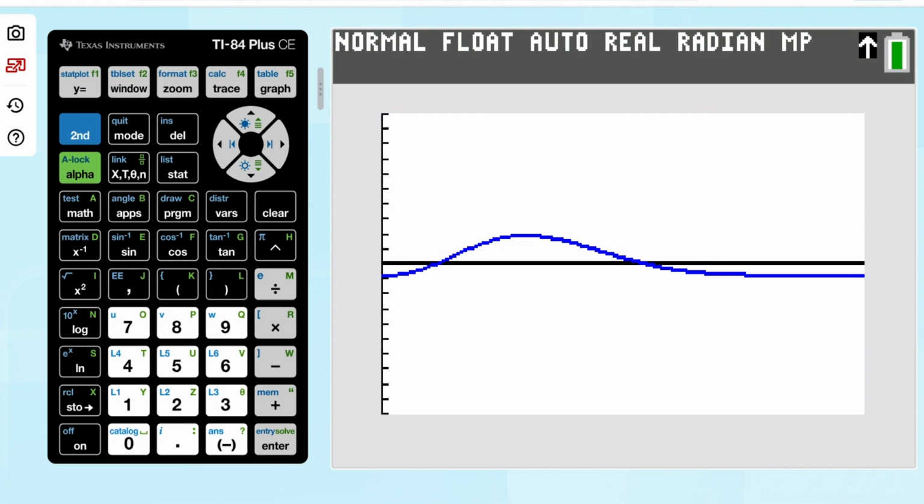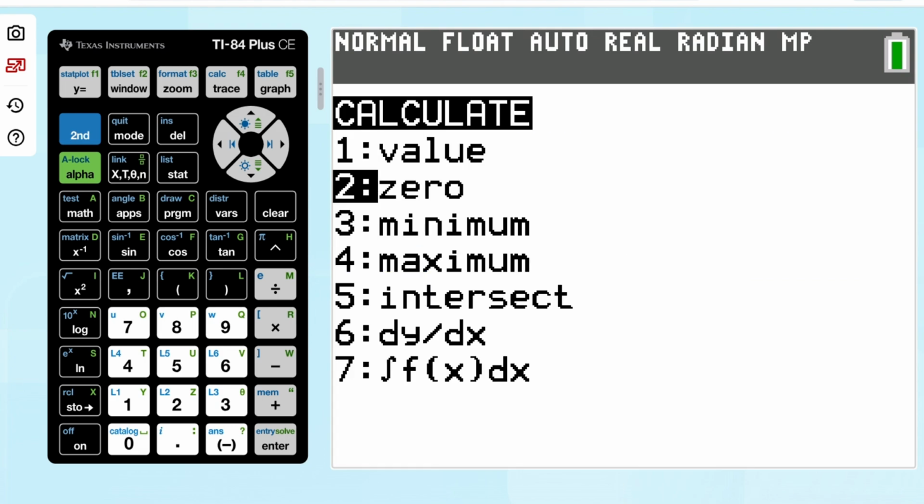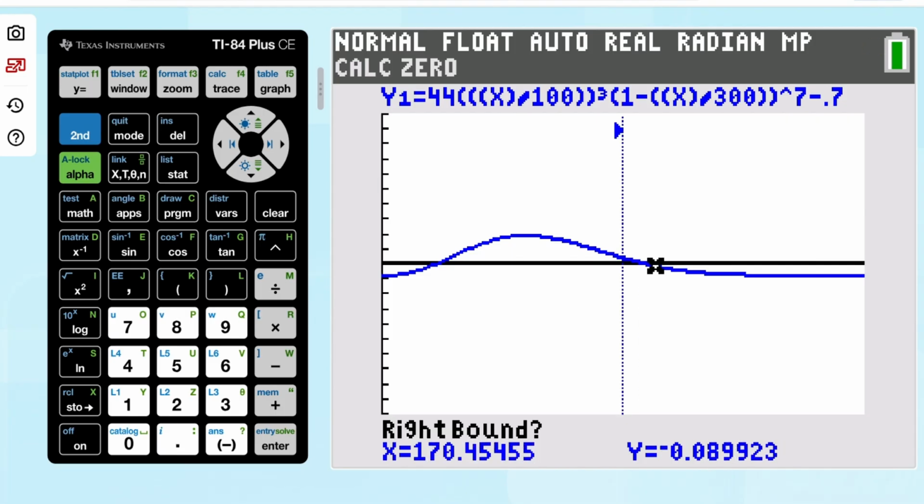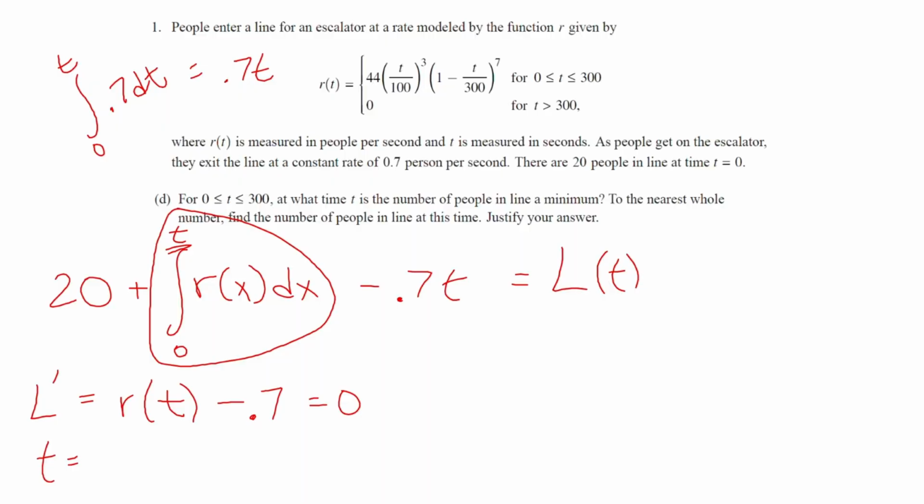So we're going to say second trace, and option 2 is 0 to find the 0 or the x-intercept. And I'm going to scroll. Well, I'm just going to start here since I'm already to the left of the second one. I'm going to hit enter, and I'm going to go over to the right of that intercept and hit enter, and then I'll hit enter once more, and we get 166.57472. So one of our values is going to be 166.57472.